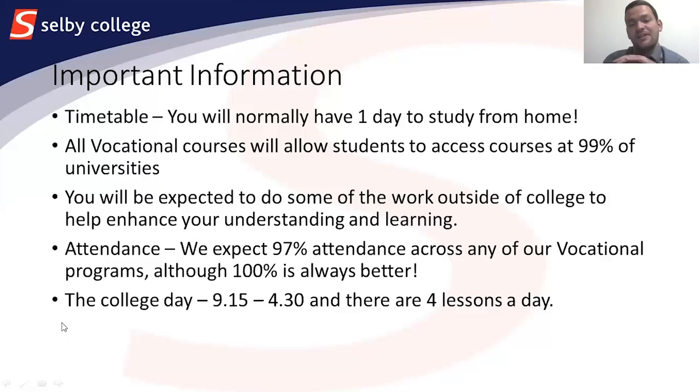97% attendance, it says there, is what we expect of you. Now, 97% is our minimum acceptable amount before we start getting on your case about it, before we start asking questions and wondering why you're not in college. Obviously, 100% attendance is the way forwards. That's what we want from you. But 97% is the minimum acceptable level of what's expected of you. And if you can get above that, then brilliant.